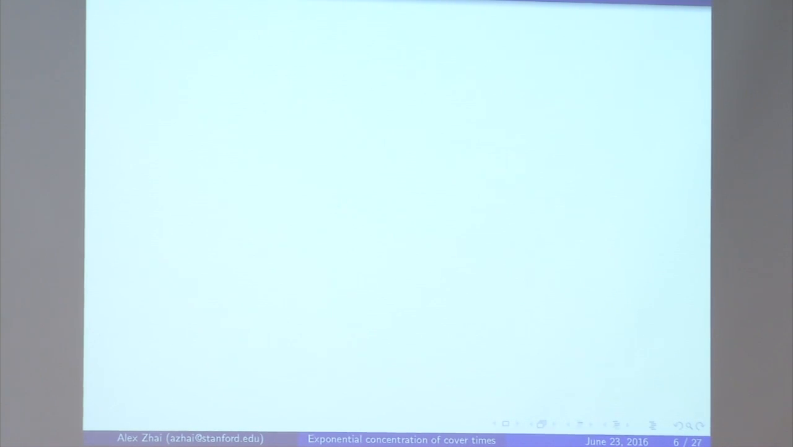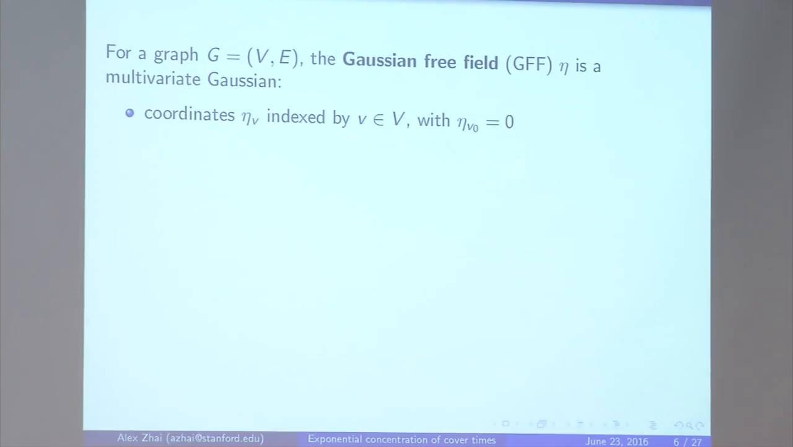Okay, so now I can define the Gaussian free field for a graph. The Gaussian free field is basically a multivariate Gaussian with a value associated with each vertex of the graph. So I'm going to denote those values by eta sub v for each v, and we force eta sub v naught to be equal to 0.